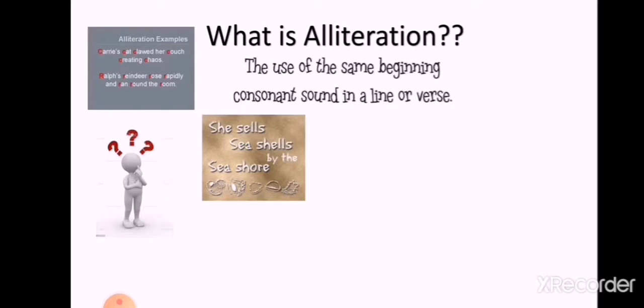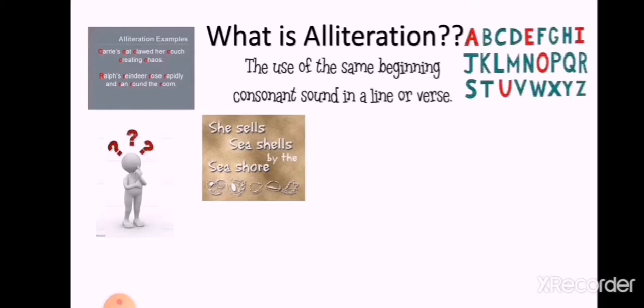Now, what is a consonant? You know our vowels. On your right hand, you can count A, E, I, O, U. The alphabets which remain are called consonants. Now, remember, an alliteration with consonant sound has repetition in the beginning of the word. For example, Carrie's cat clawed her couch, creating chaos.